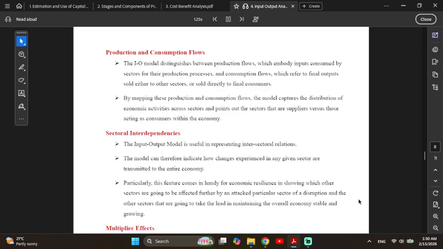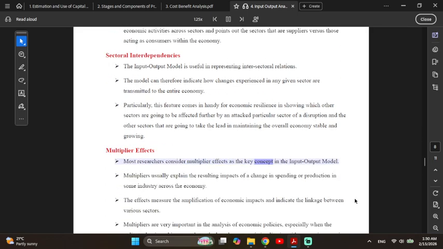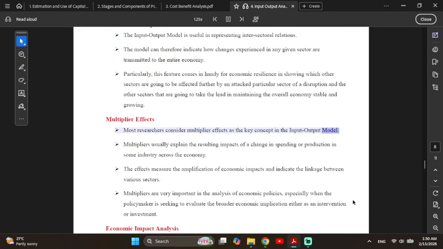Multiplier effects. Most researchers consider multiplier effects as the key concept in the input-output model. Multipliers usually explain the resulting impacts of a change in spending or production in some industry across the economy. The effects measure the amplification of economic impacts and indicate the linkage between various sectors. Multipliers are very important in the analysis of economic policies, especially when the policymaker is seeking to evaluate the broader economic implications of an intervention or investment.